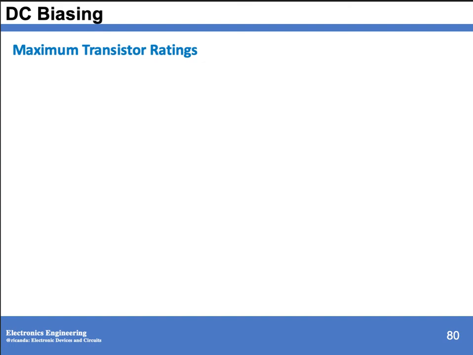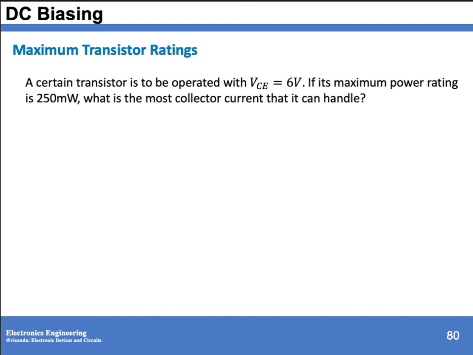So we have this example. A certain transistor is to be operated with VCE equivalent to 6 volts. If its maximum power rating is 250 milliwatts, what is the most collector current that it can handle? So we have IC equals PD max over VCE. Therefore, the current at your collector must be equivalent to 41.6666 milliamperes. So this is the maximum collector current that your transistor can handle.